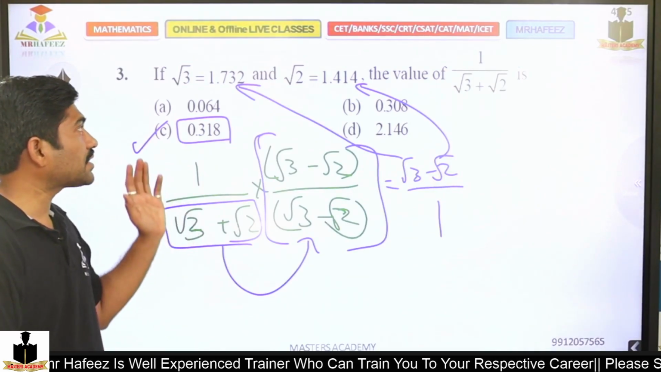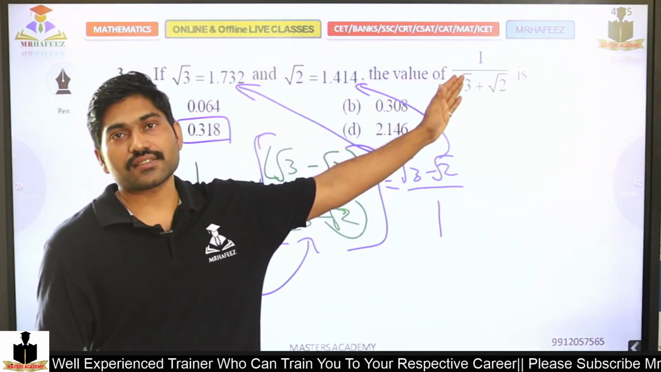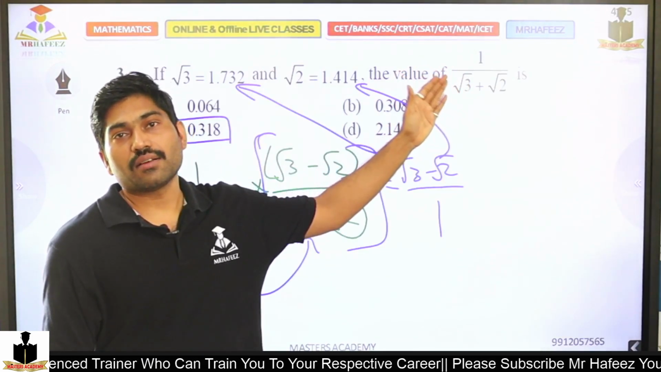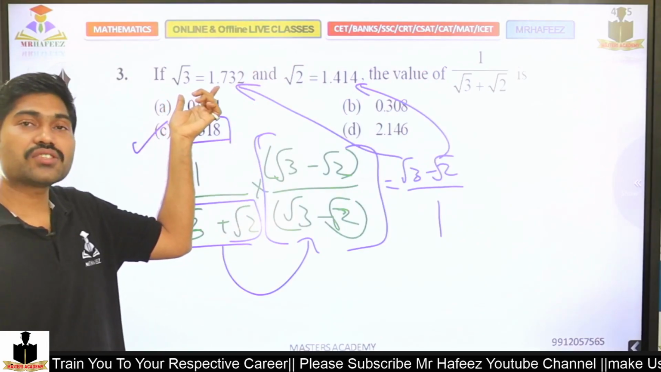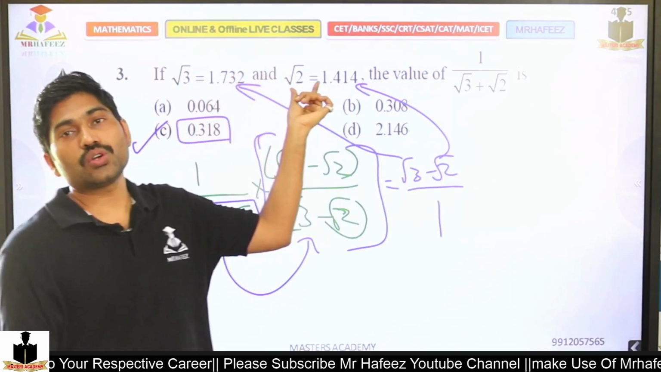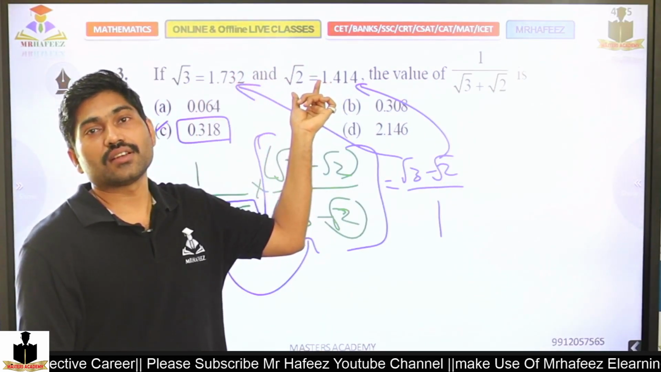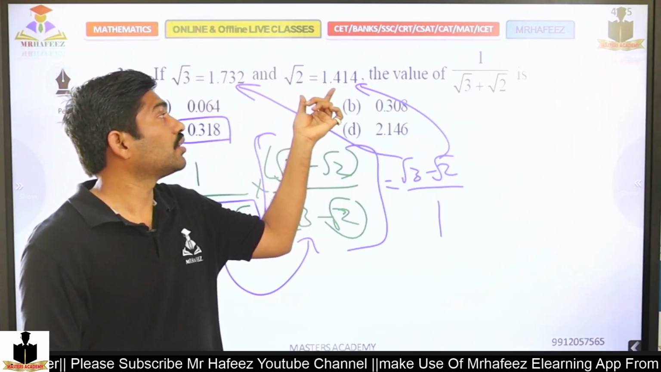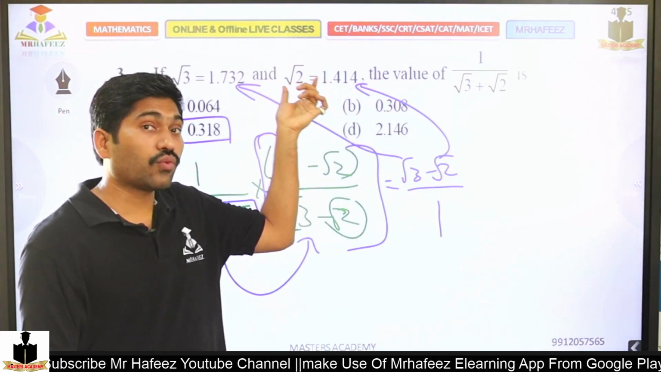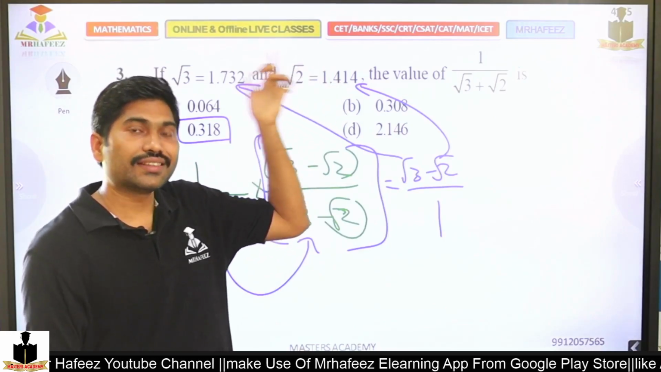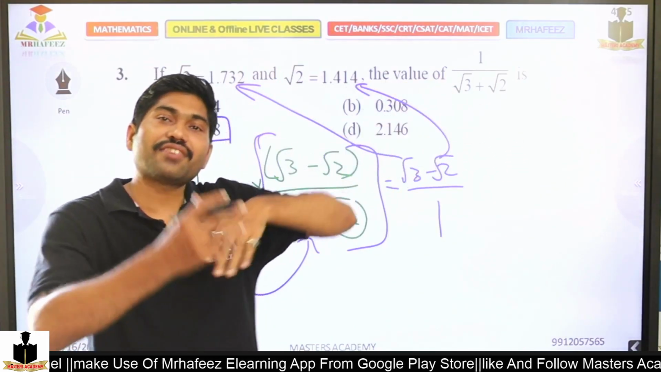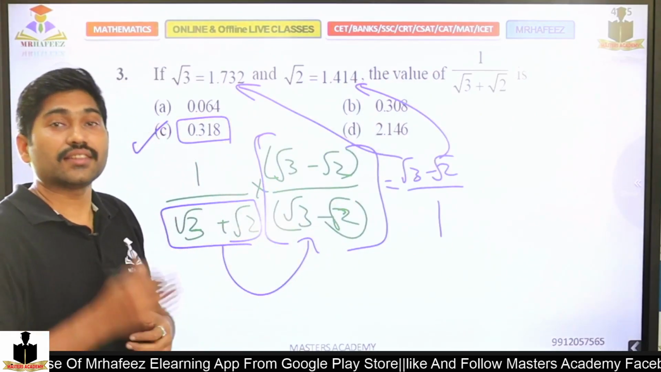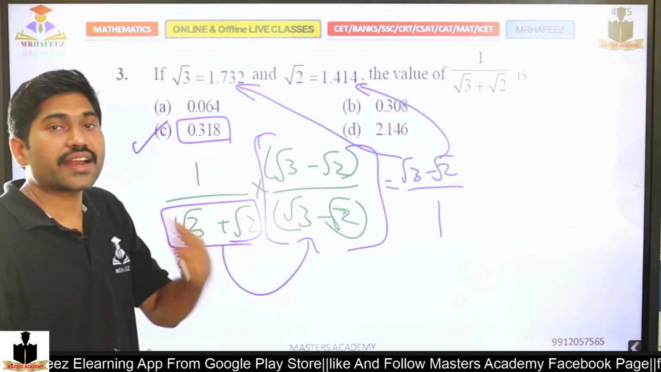Yeah, very simple, Sadiq. If the question is 1 by root 3 plus root 2, and the values are known to you, root 3 value is 1.732 and root 2 value is 1.414. I can add in the denominator itself, but it is very hard for me to calculate the answer. That's why we will implement the rationalization first.